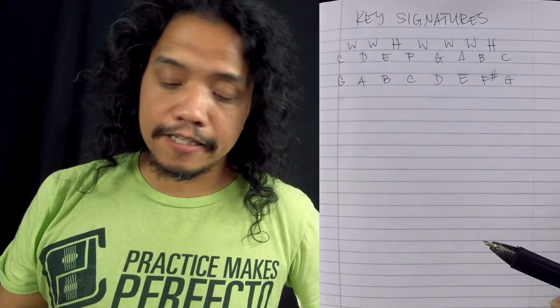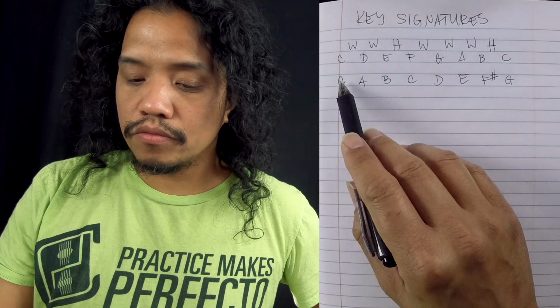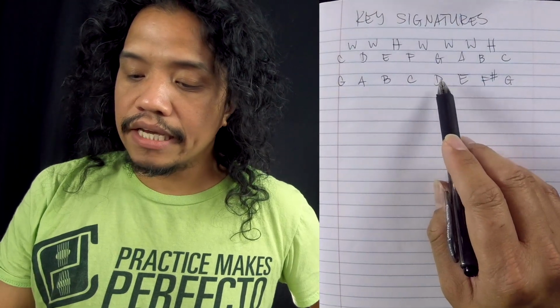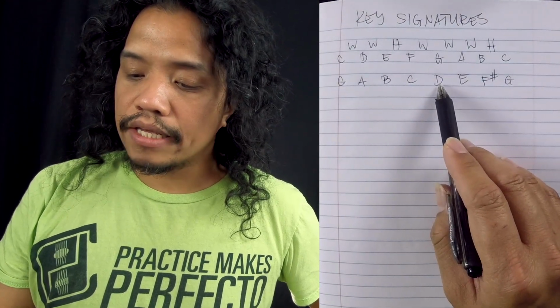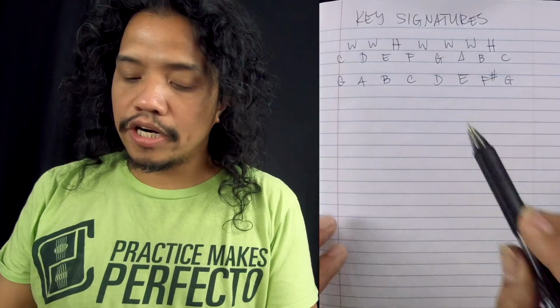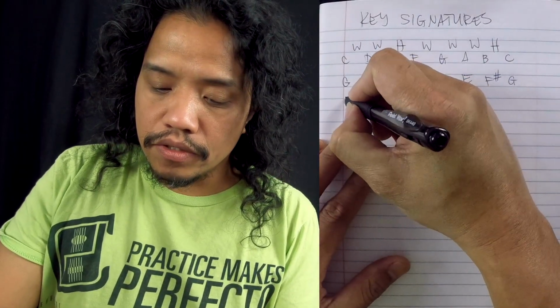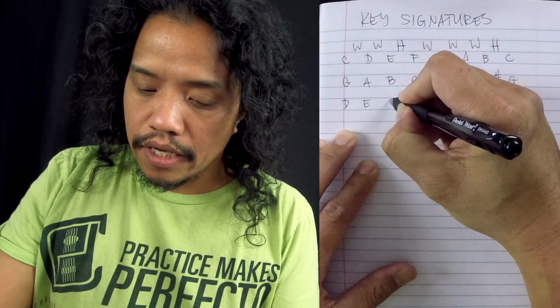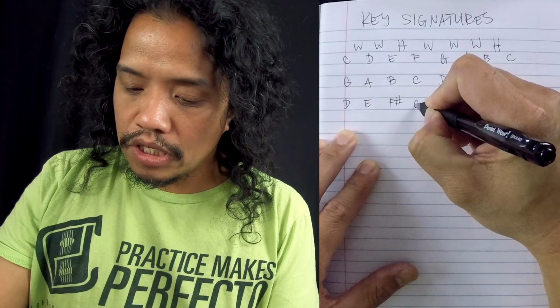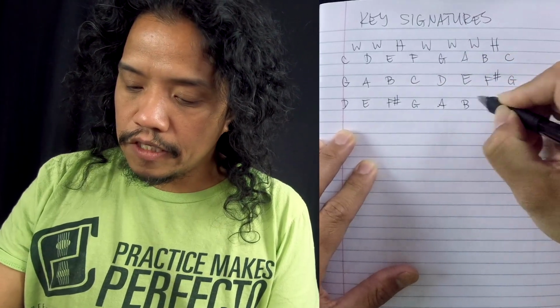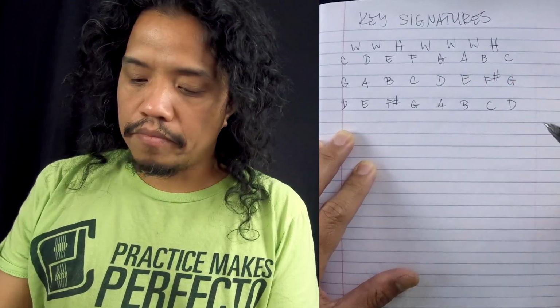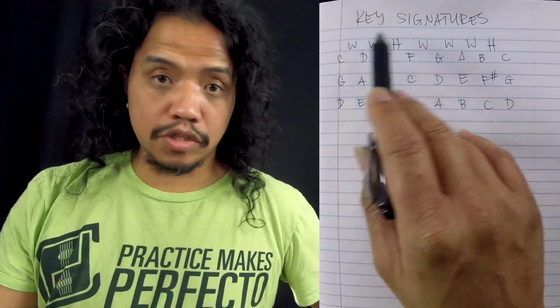Now let's spell out the next key. Take the 5th note, 1, 2, 3, 4, 5, D, and we're going to write all the notes that we have so far starting on the D note. So D, E, F sharp, G, A, B, C, and back to D. Now compare it against our formula.